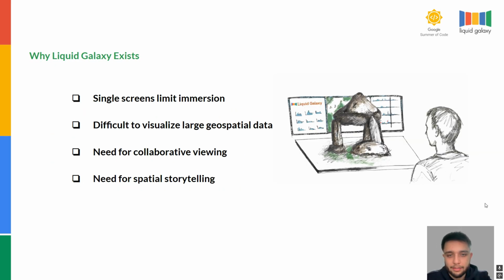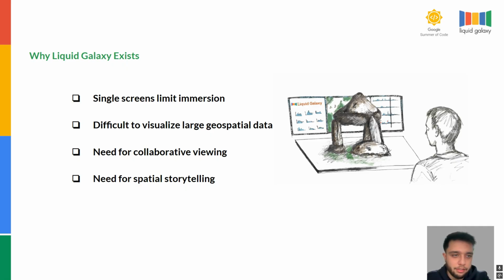Why does Liquid Galaxy actually exist? So we all know that single screens have limits. When we zoom in, we lose the big picture, and when we zoom out, we lose the details. So Liquid Galaxy actually solves this problem by spreading information across multiple screens, so the context and the details are visible together at the same time.